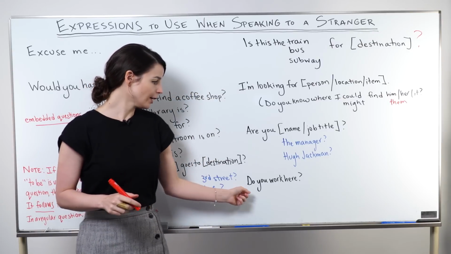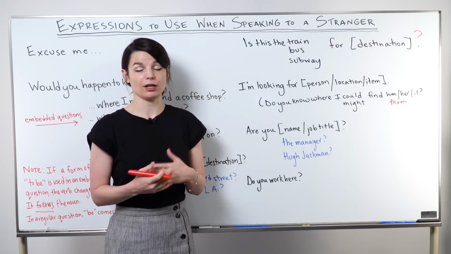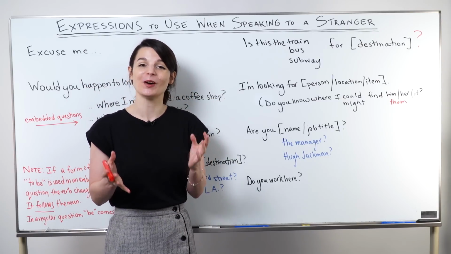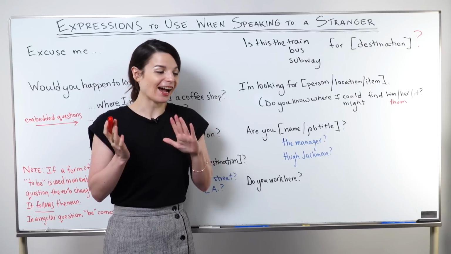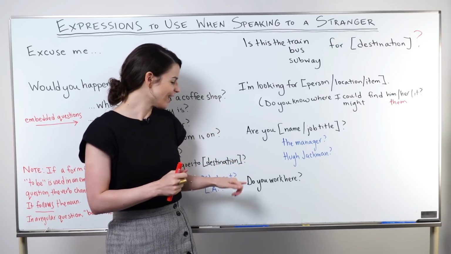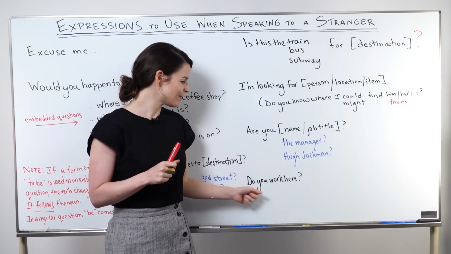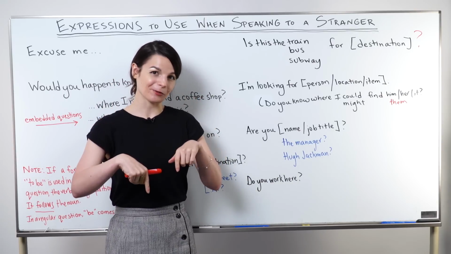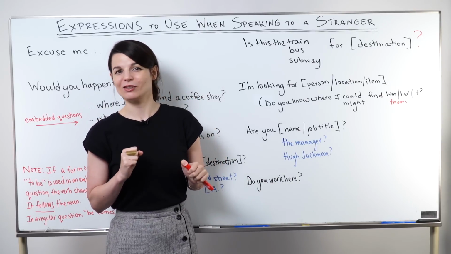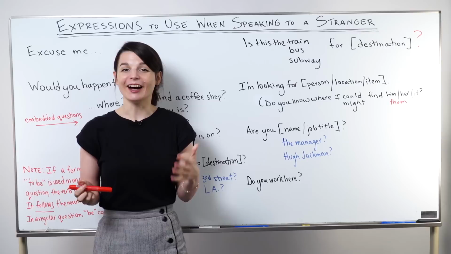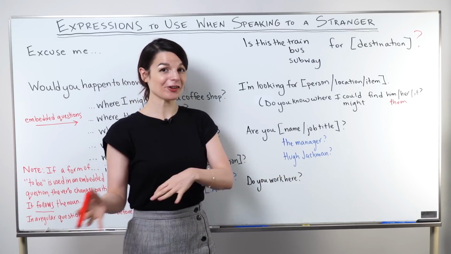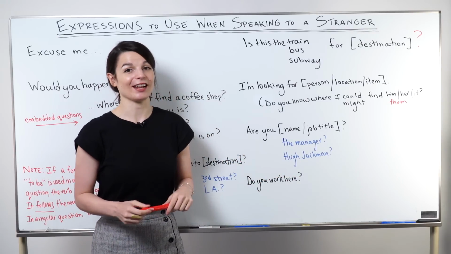Finally, if you are in a shopping situation and you need some help, but you don't want to accidentally ask another customer, you could ask this question. Excuse me, do you work here? Do you work here? So that means, do you work in this store that I'm in right now? Excuse me, do you work here? So if you're not sure if someone is staff or not, this is the question that you can ask them.